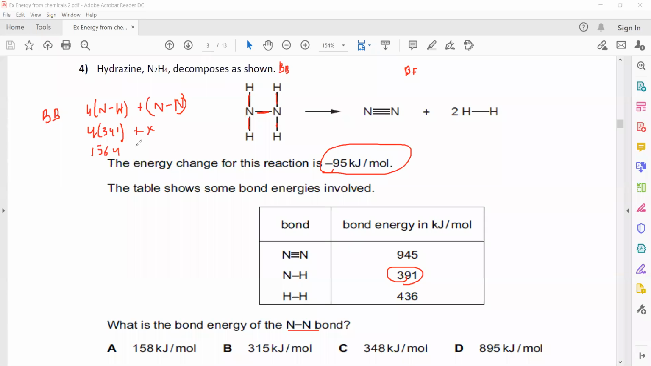So the bond breaking energy is 1564 plus X. Why plus X? Because the nitrogen-hydrogen bond energy we know, but we don't know the nitrogen-nitrogen bond energy.